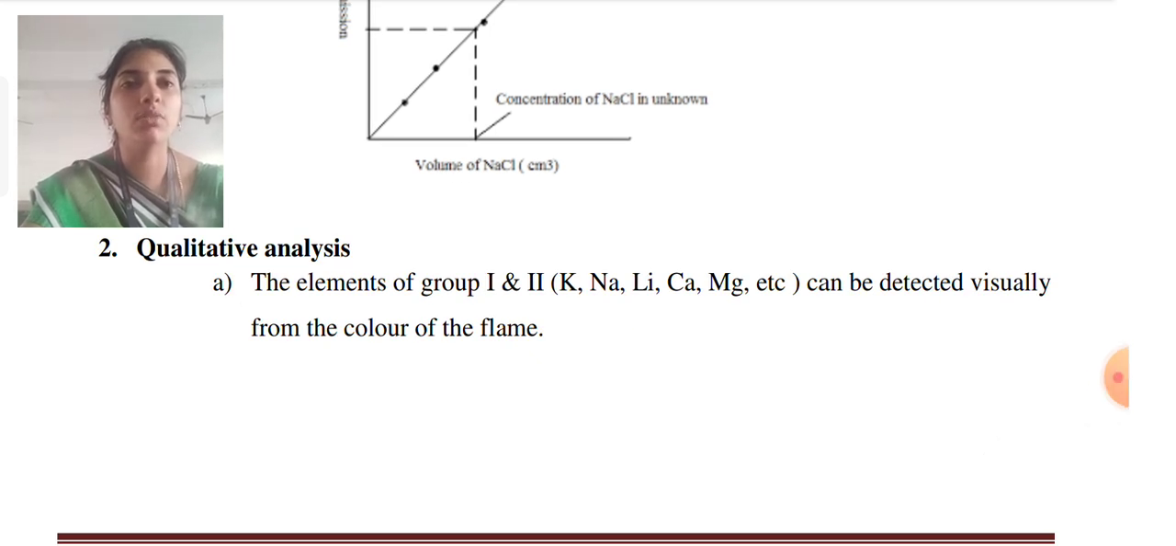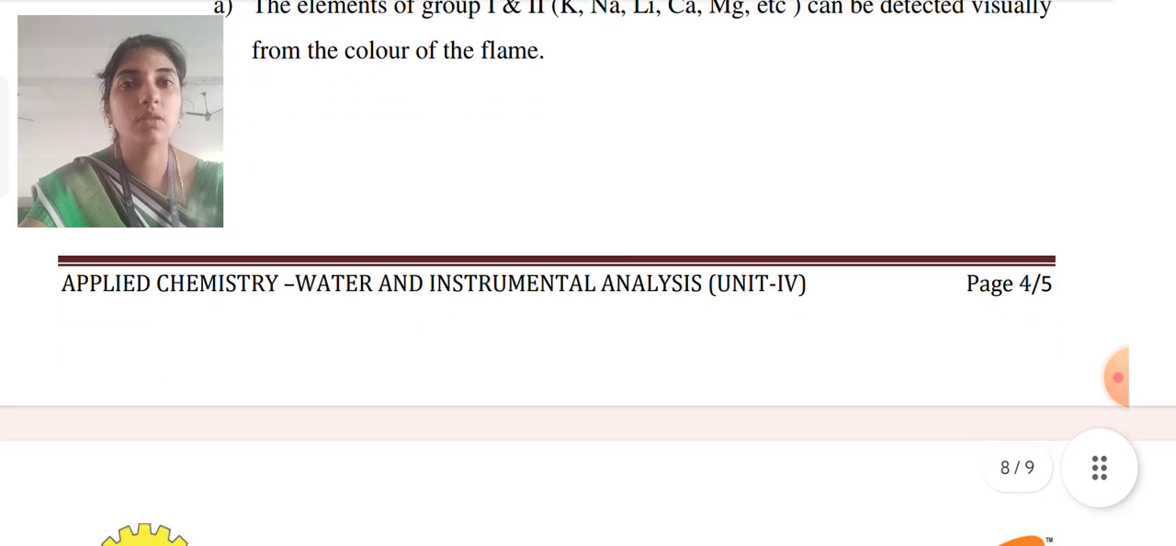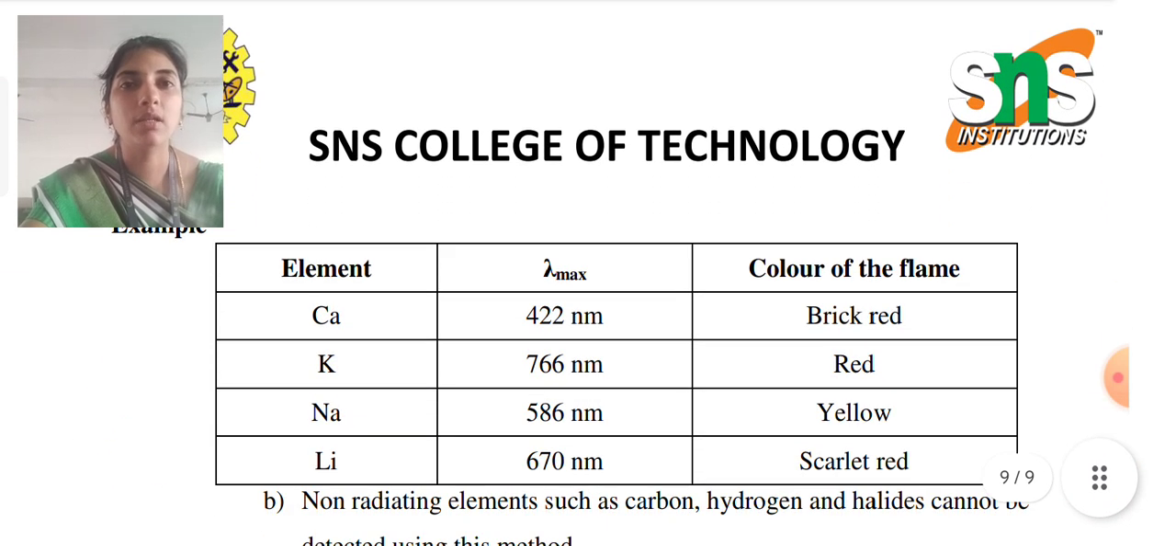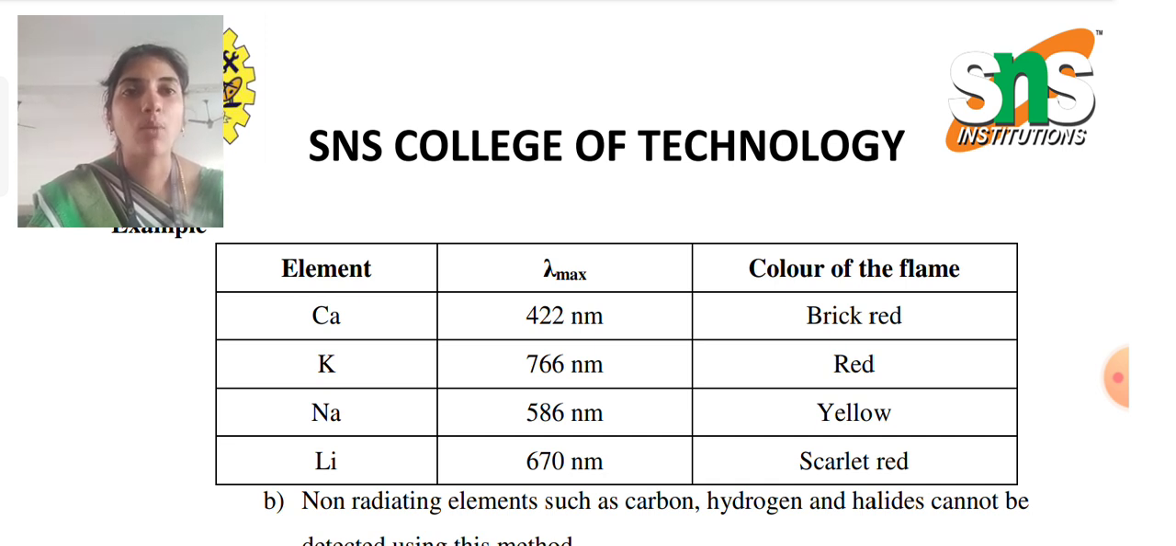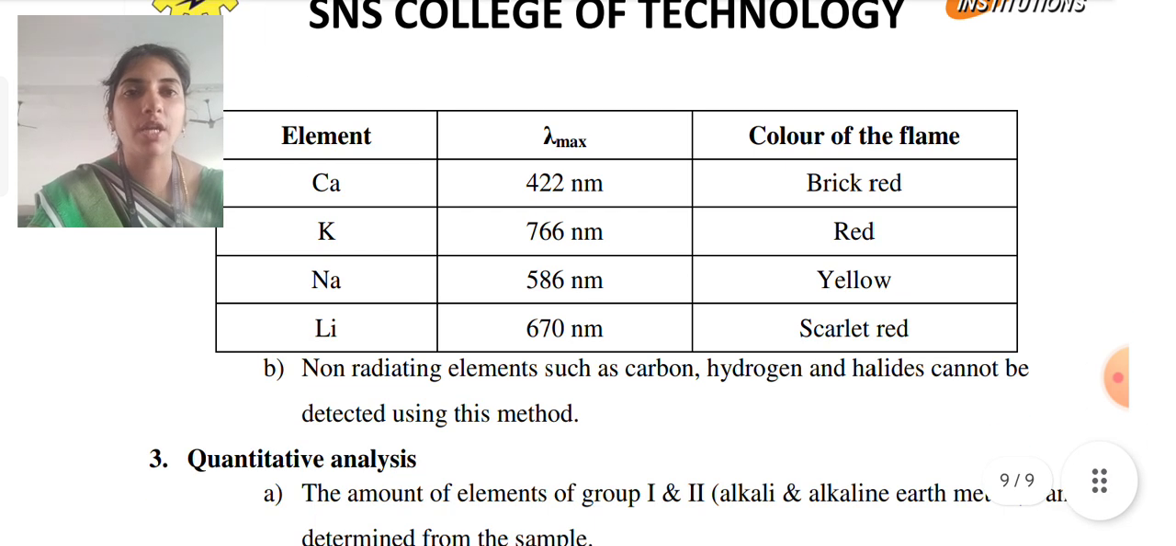Here the quantitative analysis has been shown for the elements of group 1 and 2: potassium, sodium, lithium, calcium, magnesium, etc. These can be detected visually from the color of the sample solution in the flame. Calcium: lambda max 422 nanometers, the flame color is brick red. Potassium: 766 nanometers, the flame color is red. Sodium: 589 nanometers, the flame color is yellow. Lithium: 670 nanometers, the flame color is scarlet red.